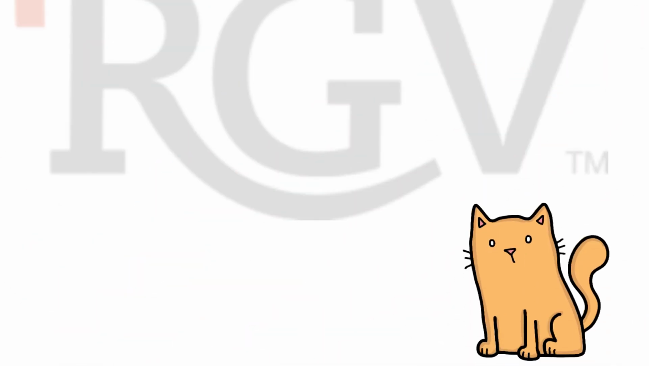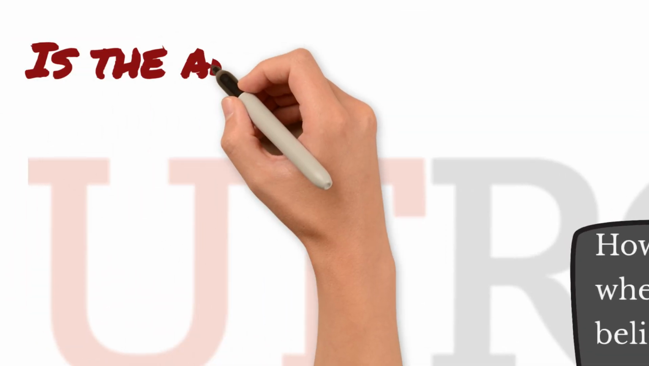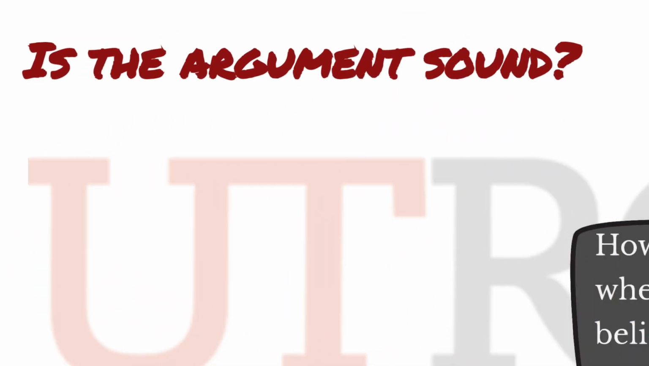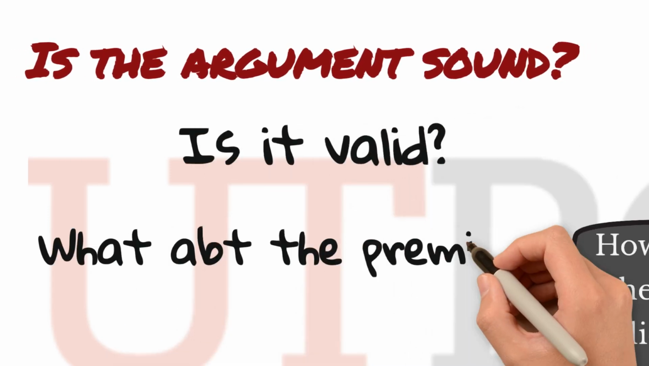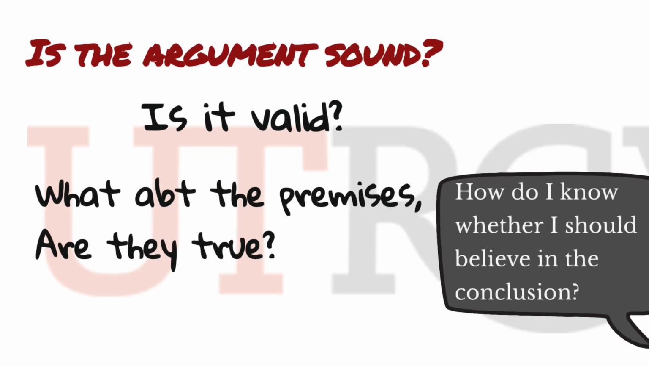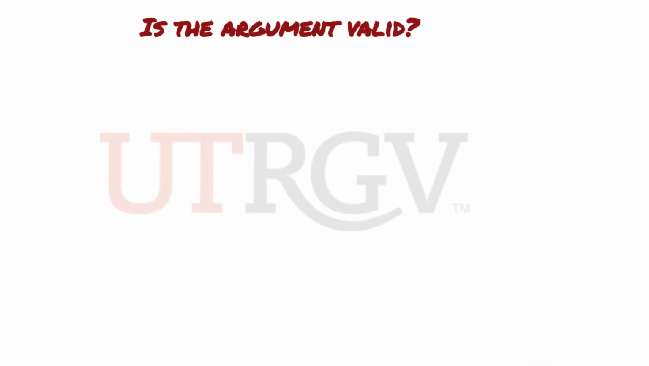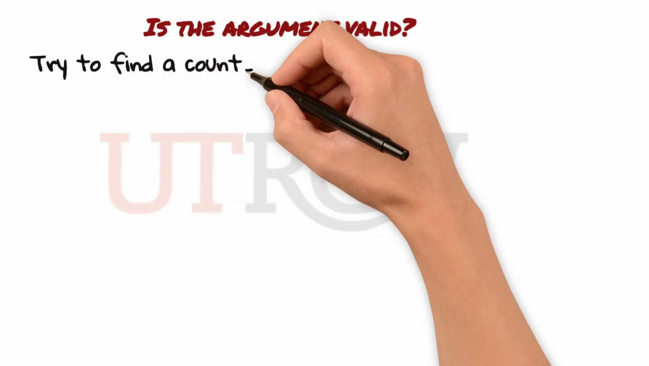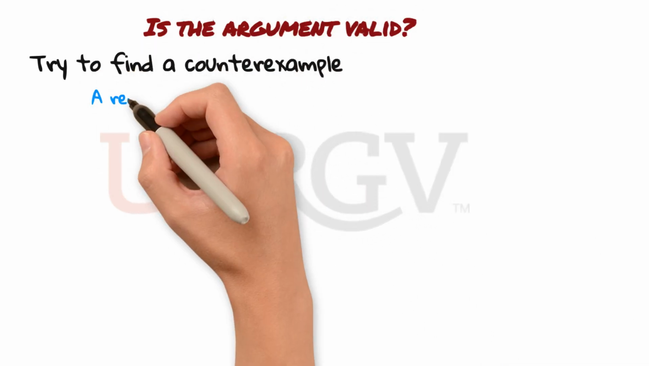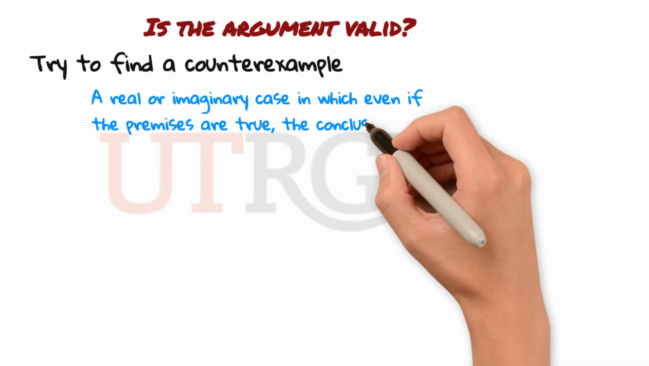So, before deciding whether or not to believe in the conclusion of a deductive argument, you have to determine if the argument is sound. This in turn requires determining if the argument is valid, and, subsequently, if its premises are true. But how do we know if an argument is valid and its premises are true? Some cases are clear, but that is not always the case. One way to know if an argument is valid is to see if we can find a counterexample. A counterexample is a case, either real or imaginary, in which the premises are true and the conclusion is false.